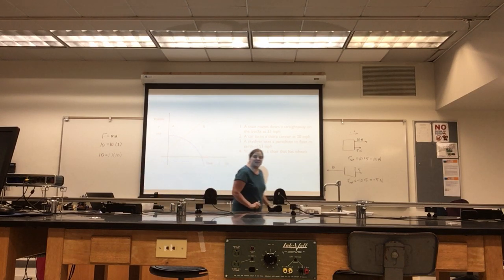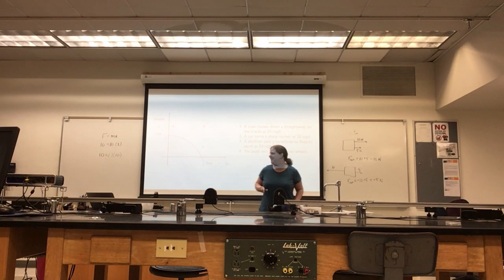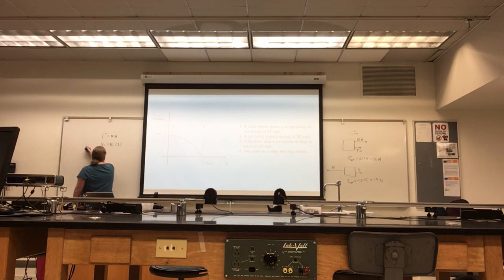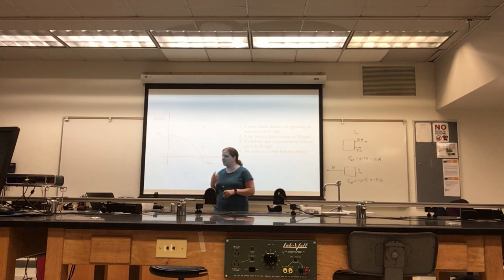Okay, I'm going to assume you've done the work of sorting these into piles, because that's how you're going to learn things the best. Okay? And let's talk through these. So, we'll start with the descriptions. The first one, we have a train moves down a straightaway on the tracks at 35 miles per hour.